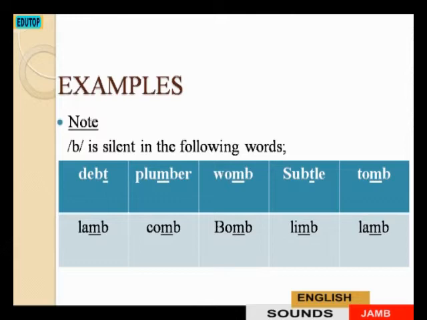Subtle, and not with the B. Tomb, and not with the B. Lamb, and not with the B. Comb. Bomb. Limb. So there are other words where you would have a B in the spelling, but it is not realized in the pronunciation.